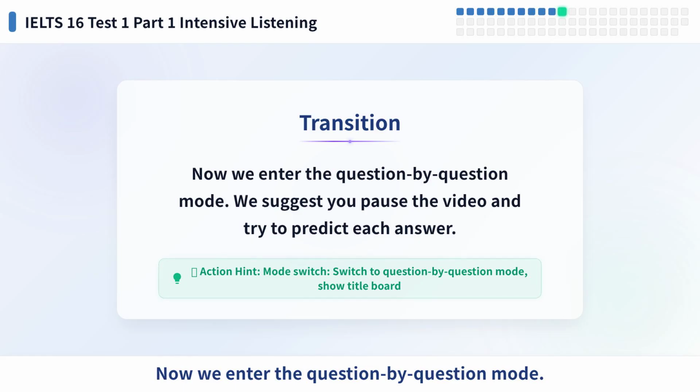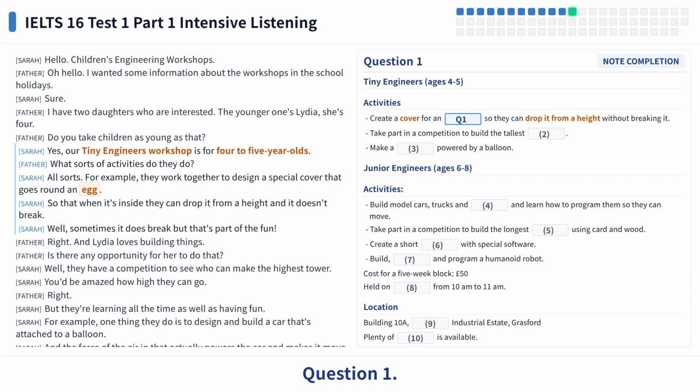The clue word is tallest, which matches highest in the recording. This is a typical synonym replacement. The recording says make the highest tower, so the answer is tower. It's directly extracted. Answer confirmed, tower. Pay attention to spelling. Don't write other words.